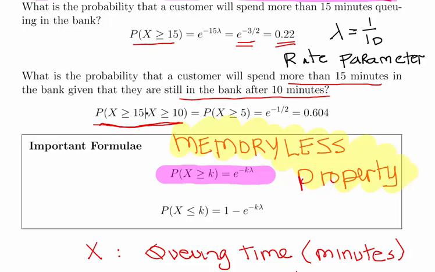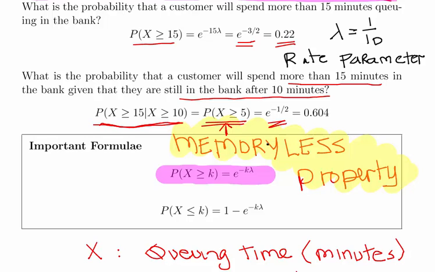Probability of x greater than or equal to 15, given that x is greater than or equal to 10. Now the memoryless property specifies that it's almost like you walked into the bank straight away and just started to queue. If you reset your watch, so to speak, the probability of waiting more than 15 minutes, given that you've already been in there for 10 minutes, is the same as just walking in and waiting for more than 5 minutes. That's really the gist of it. That's the memoryless property: it's resetting the clock after 10 minutes.